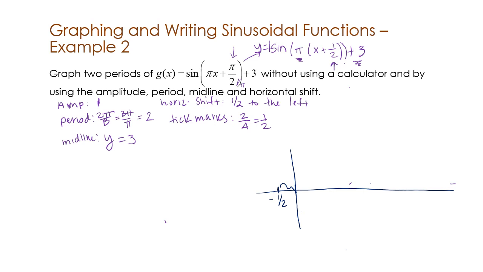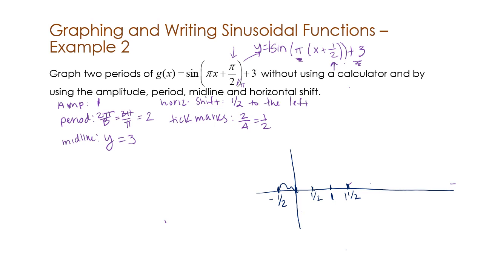And each tick mark is going to be 1/2. So we've got first tick mark, second, third, fourth, fifth. Each of these is adding 1/2 to it. So -1/2 plus 1/2 is 0, plus another 1/2 is 1/2. 1/2 plus 1/2 is 1. And then 1 plus 1/2 is 1.5.